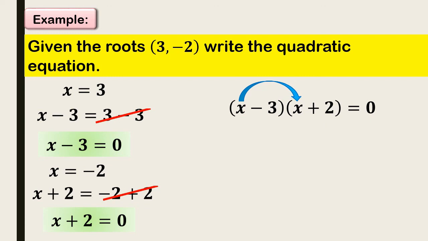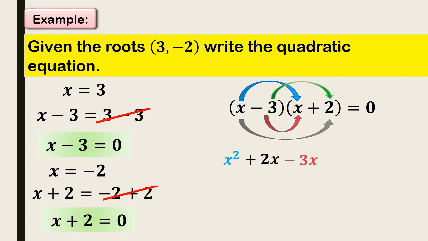So, let's use FOIL method. X times x for the first term is equal to x squared. X times 2 for the outer term, the answer is positive 2x. Next, I for the inner term, negative 3 times x is equal to negative 3x. And negative 3 times 2, the answer is negative 6 equals 0.